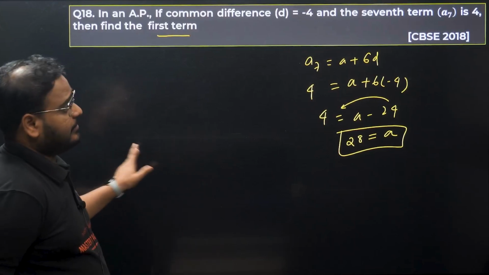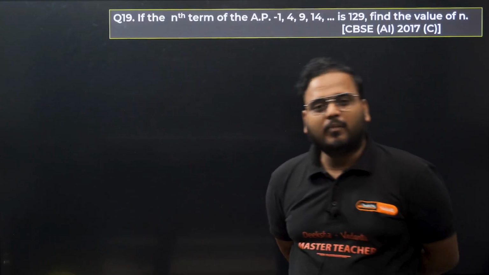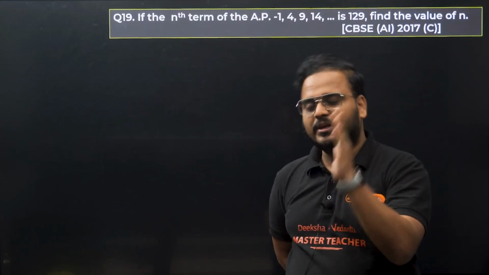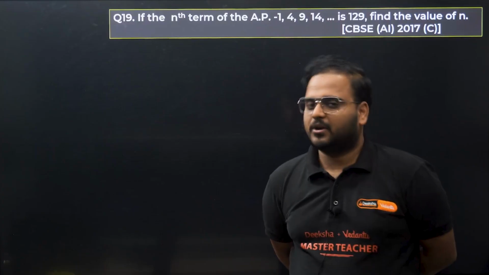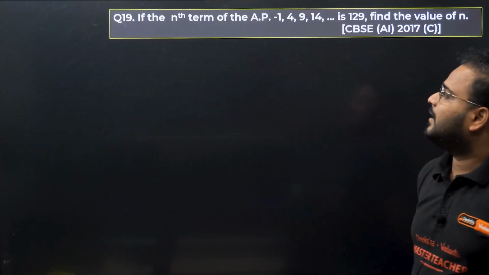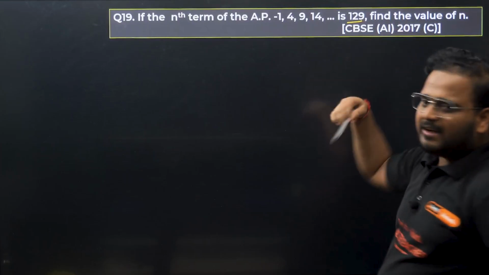It's a PYQ, by the way. That's simple. AP is a simple chapter, right? If you know the formulas well, if you know the concepts, how the numbers are flowing, you can easily get this question and you can easily score full marks from this particular chapter. Now, if the nth term of the AP is 129, find the value of n.